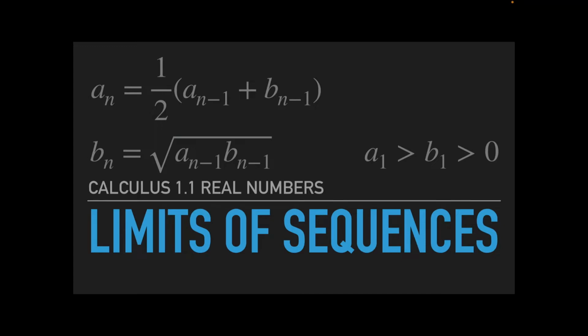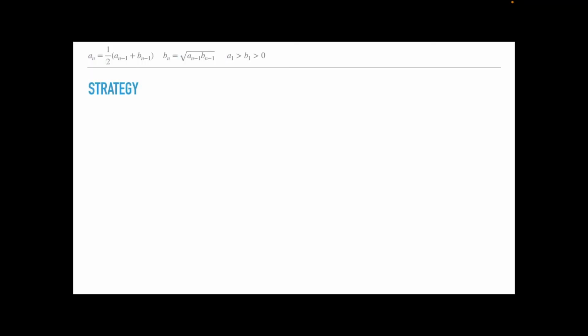So in this video, we will show that these two limits or sequences are convergent and that their limits are the same. So our strategy will be the following. First, we're going to show that a sub n is greater than b sub n for any value of n.